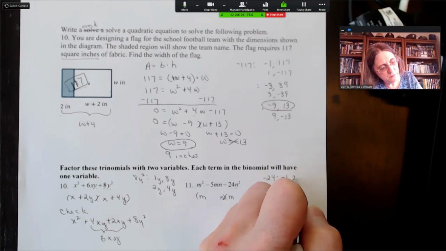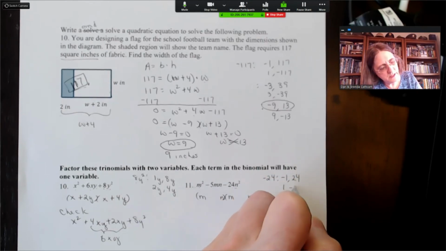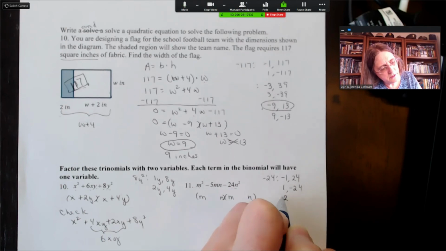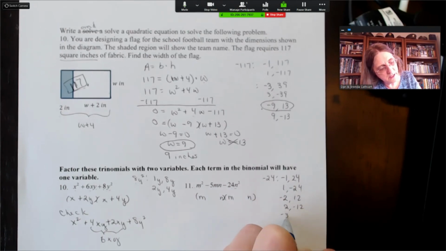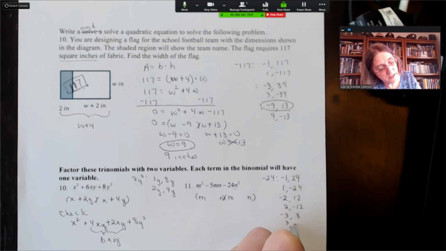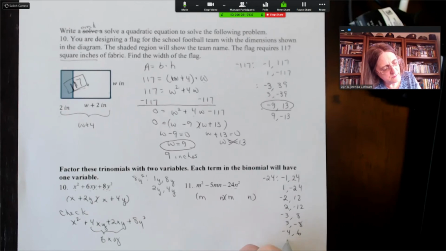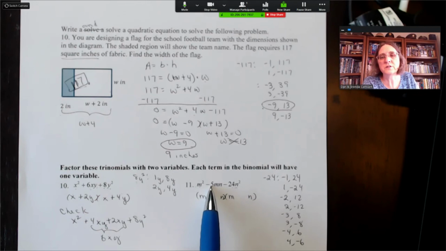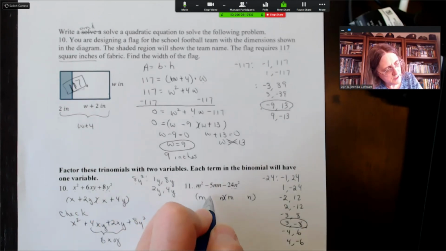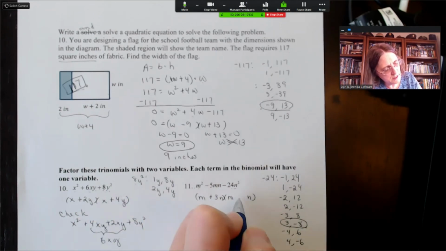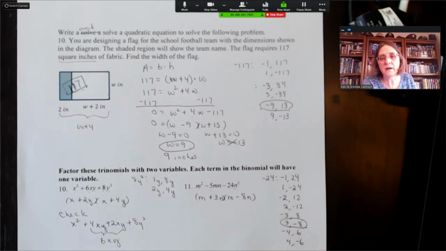We have negative 1 and 24, 1 and negative 24, negative 2 and 12, 2 and negative 12, negative 3 and 8, 3 and negative 8. There's a lot. We have negative 4 and 6, and 4 and negative 6. Which pair adds up to negative 5? So as we're looking at them, we see this pair adds up to negative 5. So we're going to have plus 3n and minus 8n.